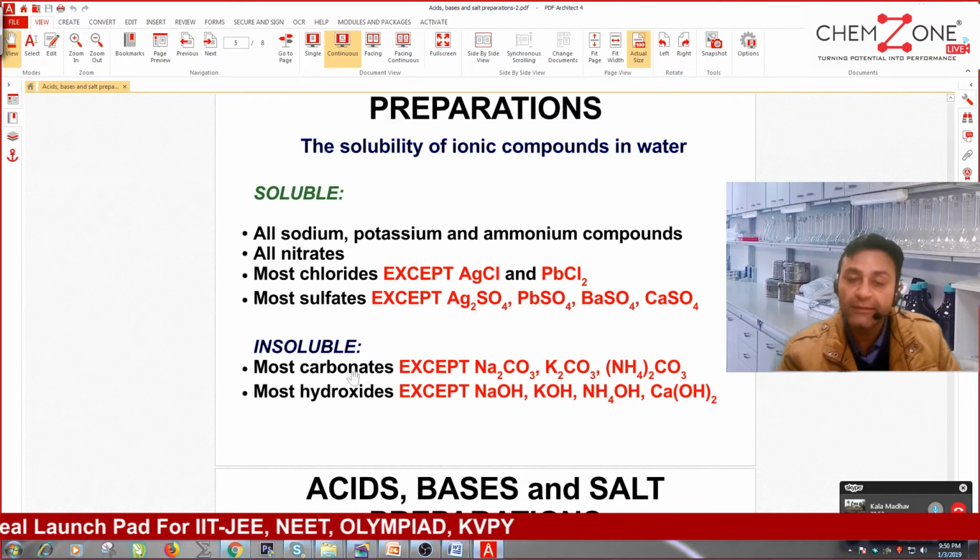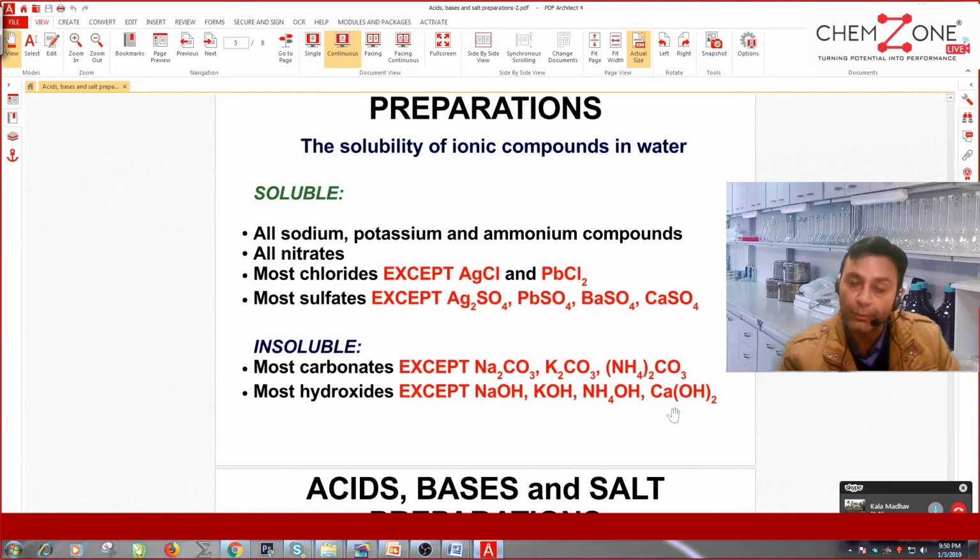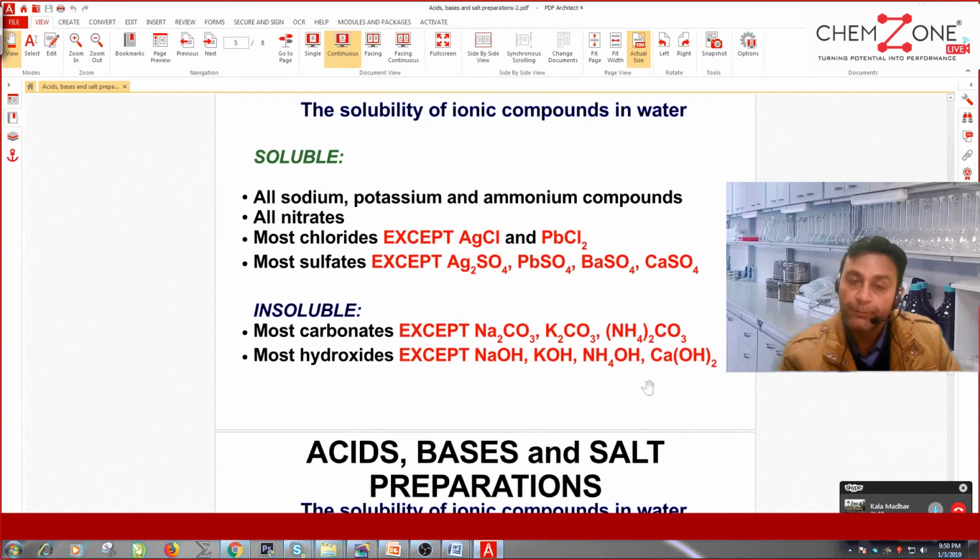But the carbonates are mostly insoluble except for sodium carbonate, potassium carbonate and ammonium carbonate. Most hydroxides are insoluble except NaOH, KOH, ammonium hydroxide and calcium hydroxide. Right? You have to remember these things. It's a fact.